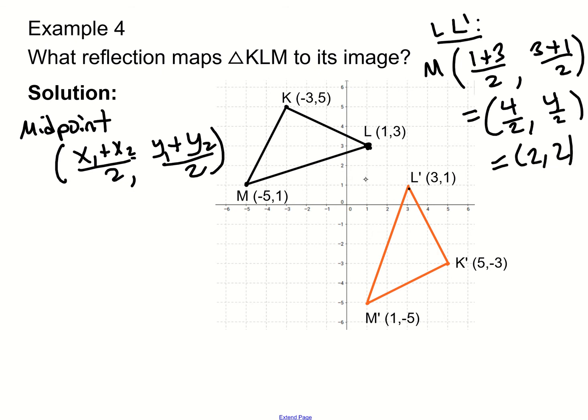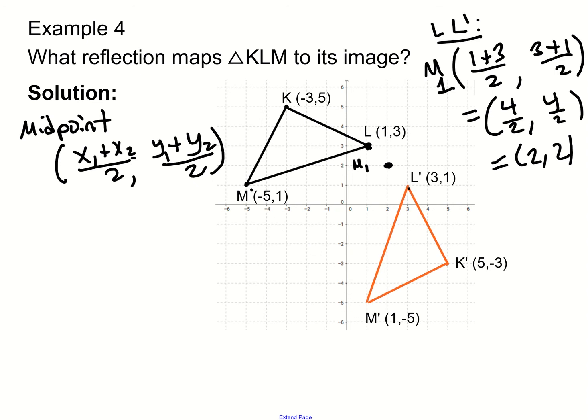Let's go ahead and label that on here. This is my midpoint. We'll call that midpoint 1. And then we're going to find the midpoint of somewhere else on that triangle. Let's find the midpoint between M and M prime. Let's figure out where the middle of that is.